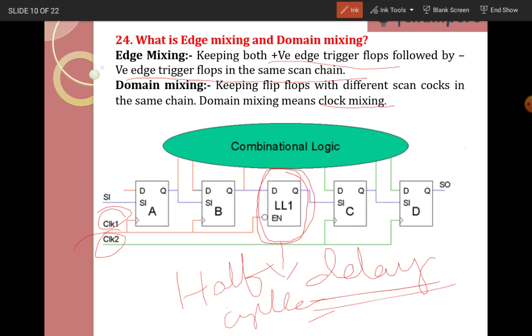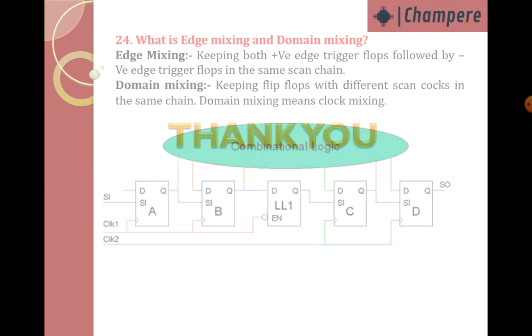So this is about the first part of scan insertion. In the next video we will see some more questions about scan insertion.